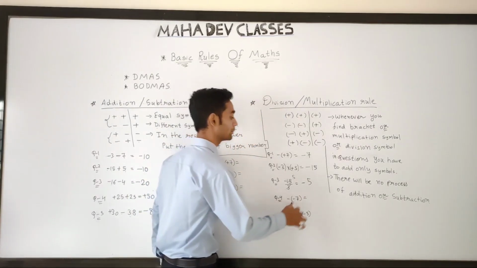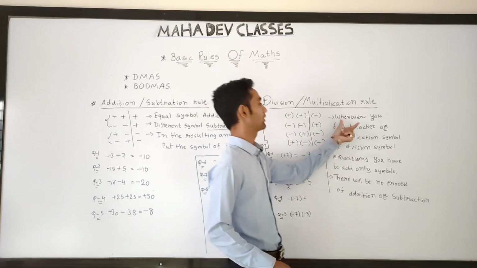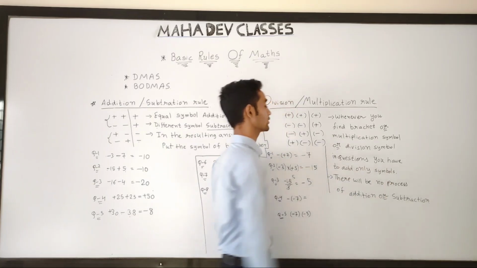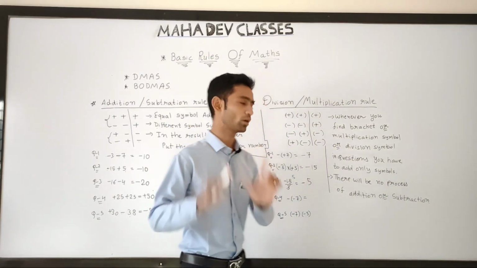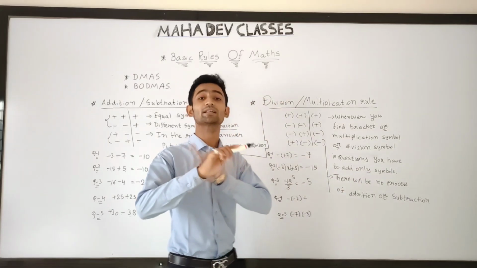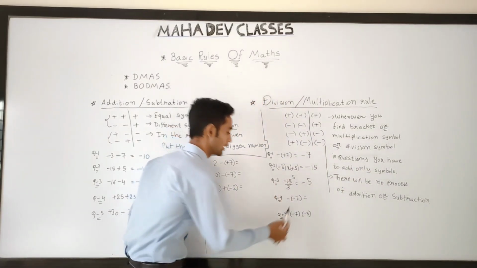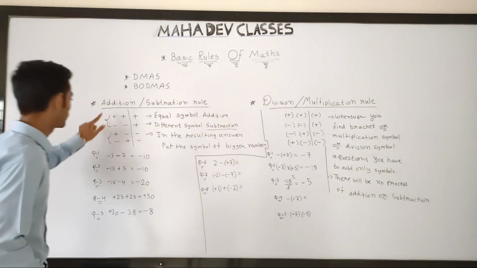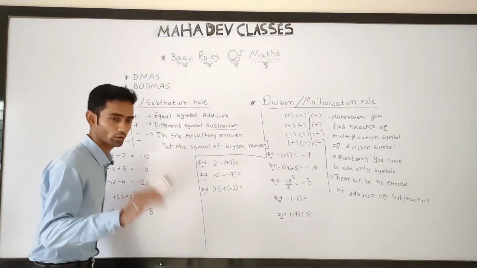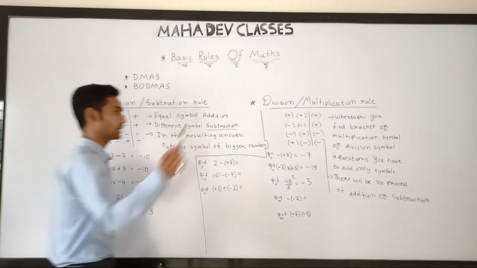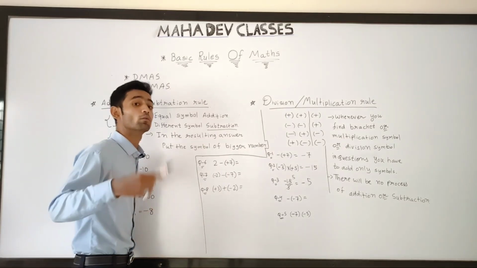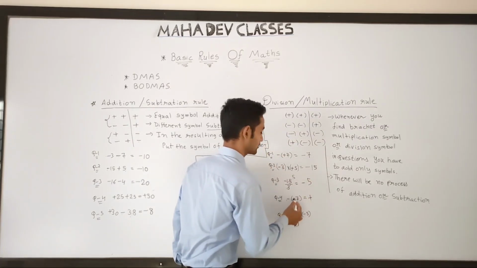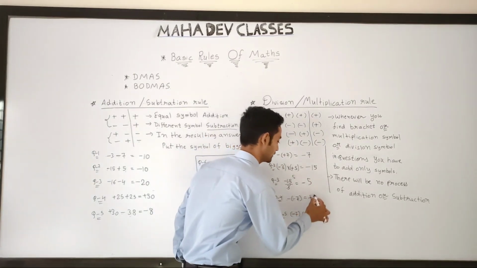See, minus and in bracket. Our rule is: whenever you find a bracket or multiplication symbol or division symbol in questions, you have to add only symbols. There will be no process of addition or subtraction. Remember this. Minus minus, see, equal symbol. Our other rule says that for equal symbols, addition, but in our division and multiplication rule, what you have to do is put only the symbol. See, minus minus plus and then the 7.